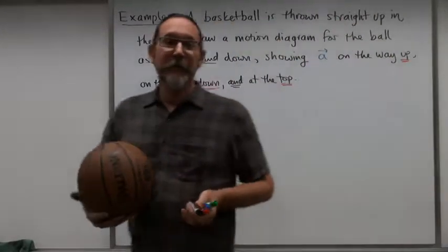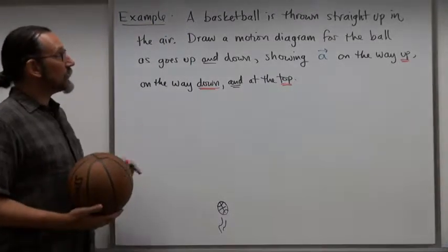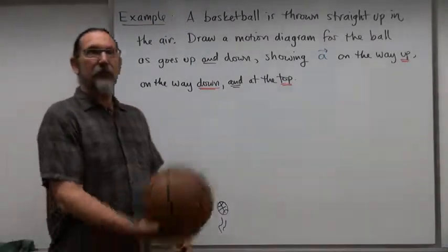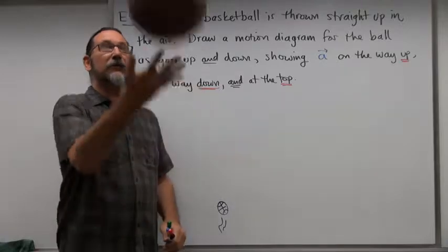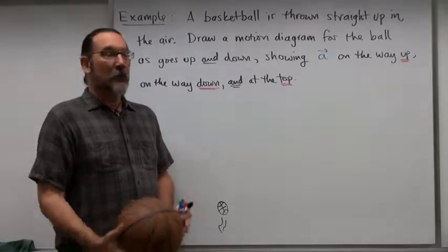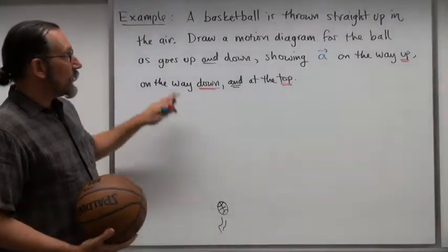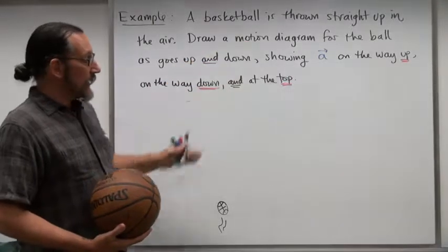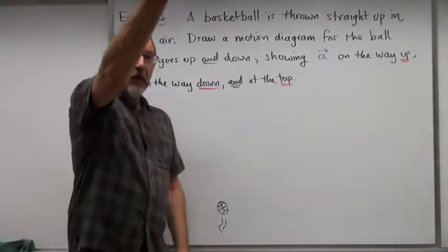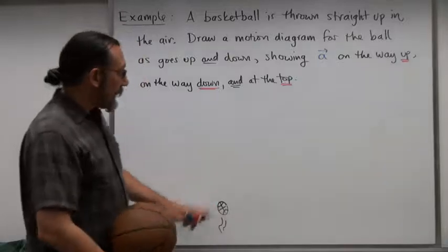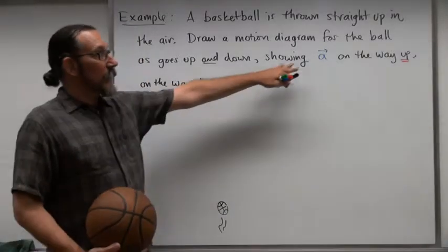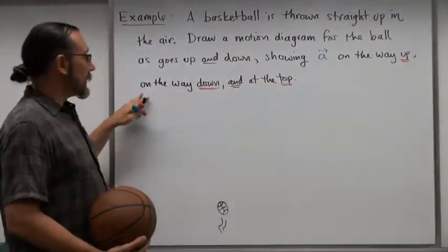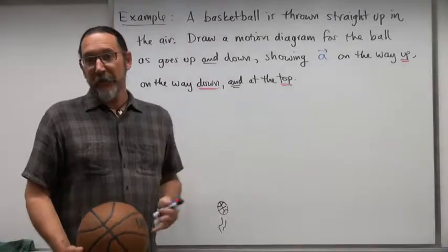So we're going to use what we know about acceleration directions for a basketball that's just thrown straight up into the air. It just goes straight up and comes straight back down. We want to know what the motion diagram looks like as the ball goes up, and then as it comes back down again, showing the acceleration as it goes up, the acceleration as the ball comes back down, and also at the top.